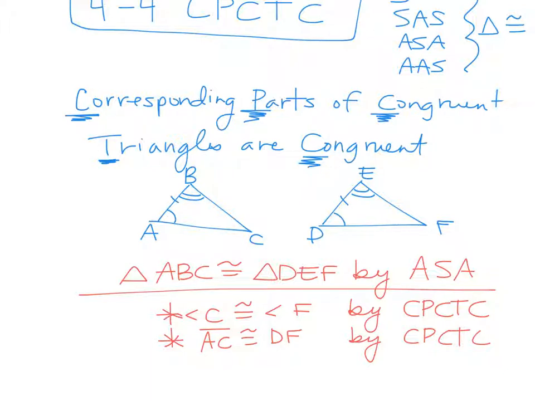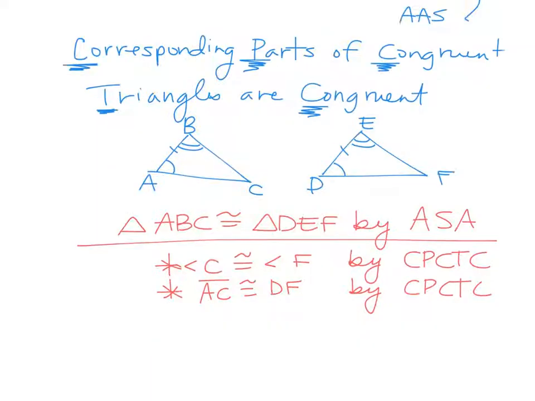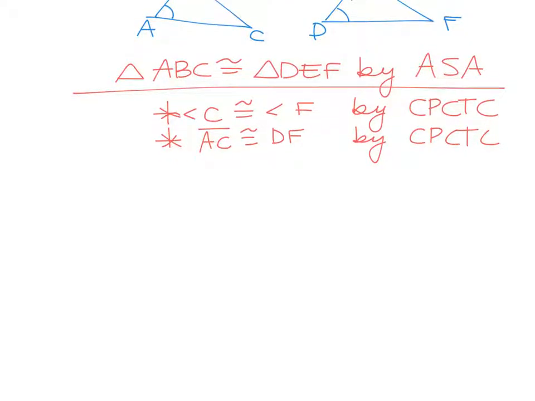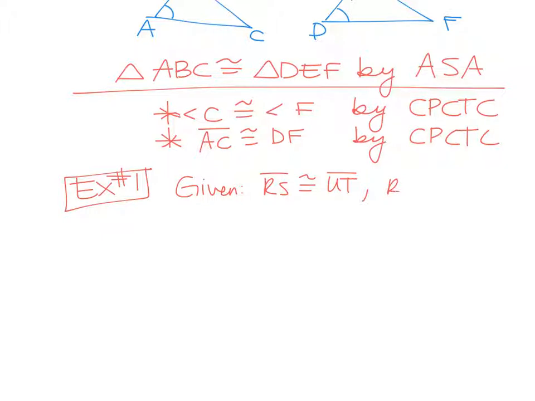So let's do a proof here. So this is example 1. And we're going to say, given that RS is congruent to UT and RT is congruent to US, they want us to prove that angle T is congruent to angle S. And you get this picture.